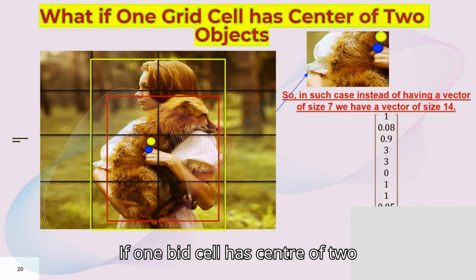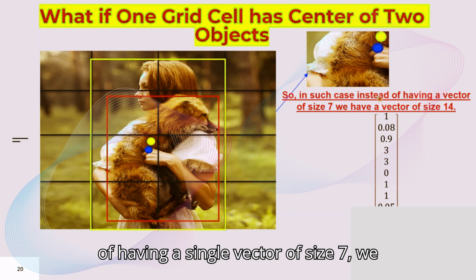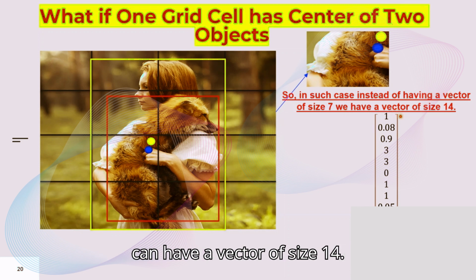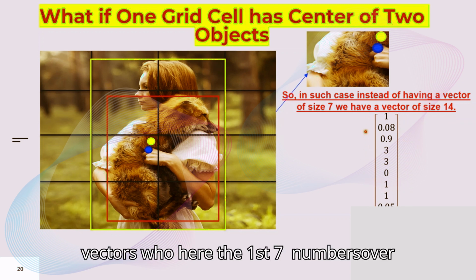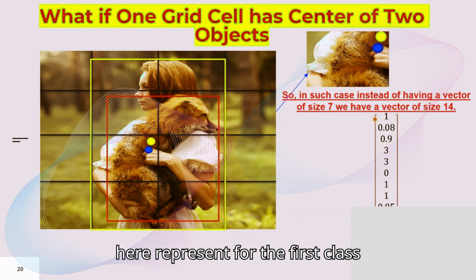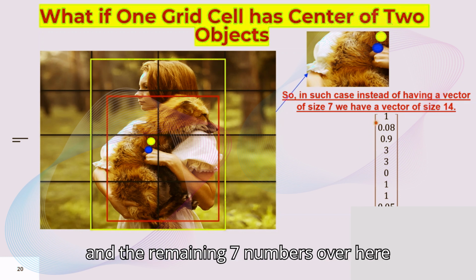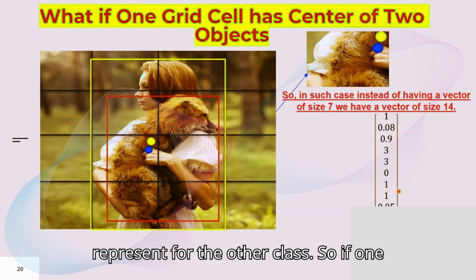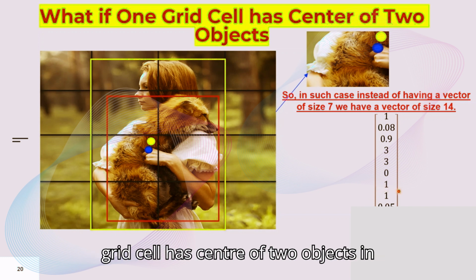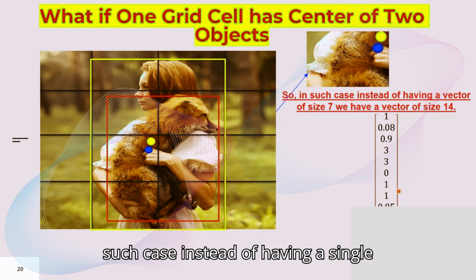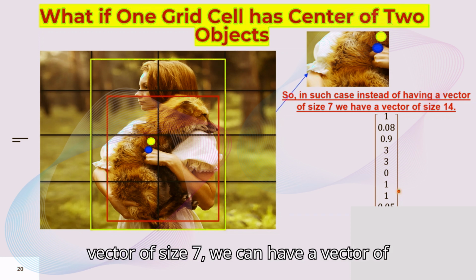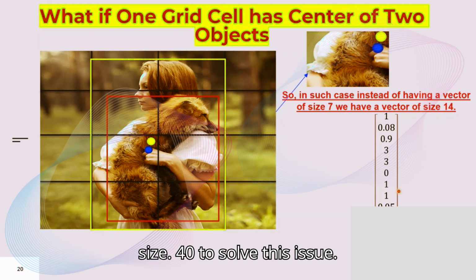If one grid cell has the center of two objects, then instead of a single vector of size 7, we can have a vector of size 14. The first 7 numbers represent the first class, and the remaining 7 numbers represent the other class. So if one grid cell has the center of two objects, instead of a single vector of size 7, we can use a vector of size 14 to solve this issue.